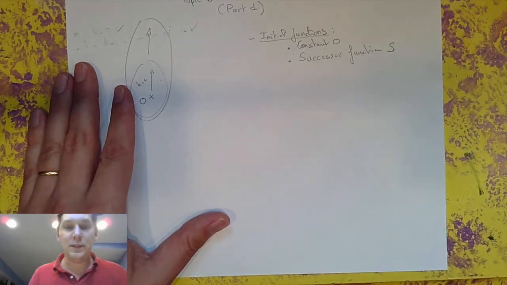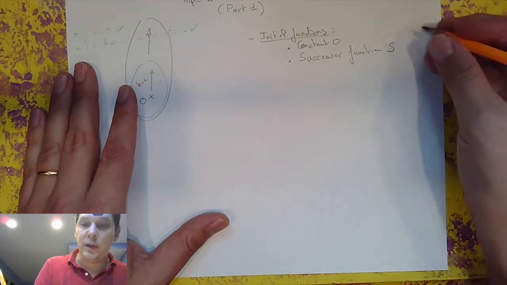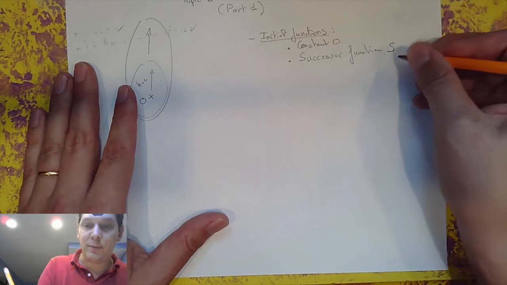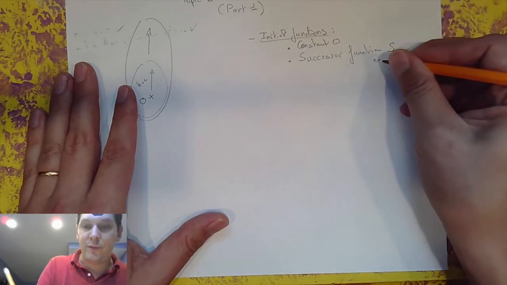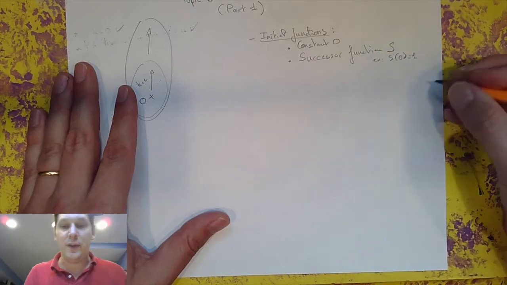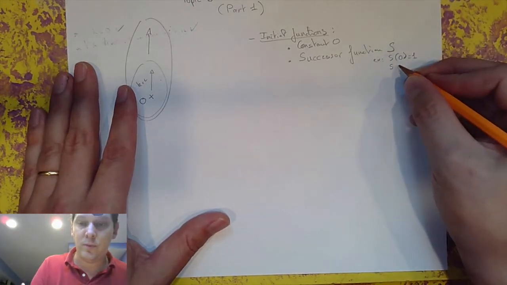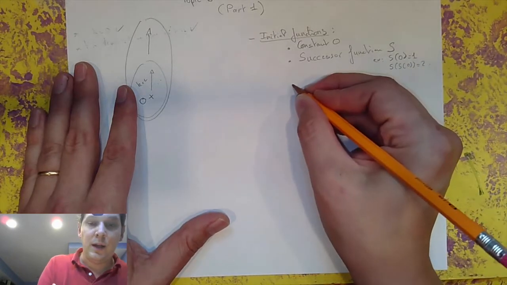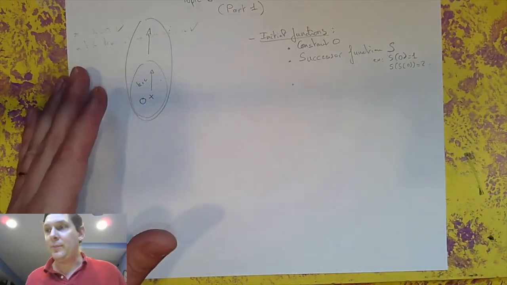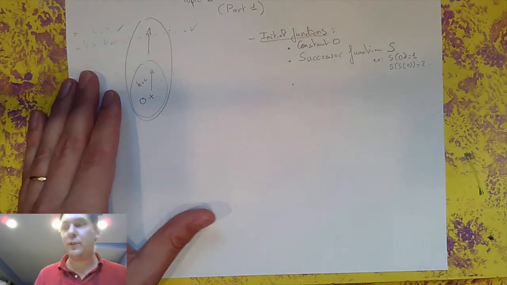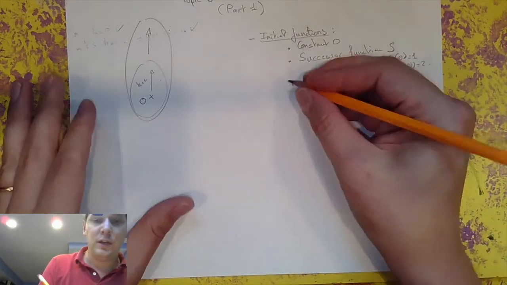S, right? So S of 0, really, if you translate it in natural numbers, S of 0 is really 1, right? And S of S of 0 is 2, etc. And then the second initial function that we need is called the projection function or the identity function.